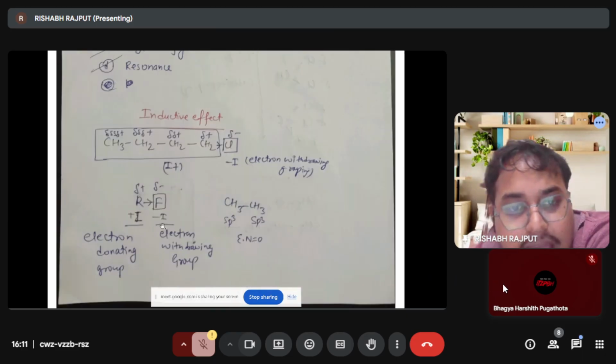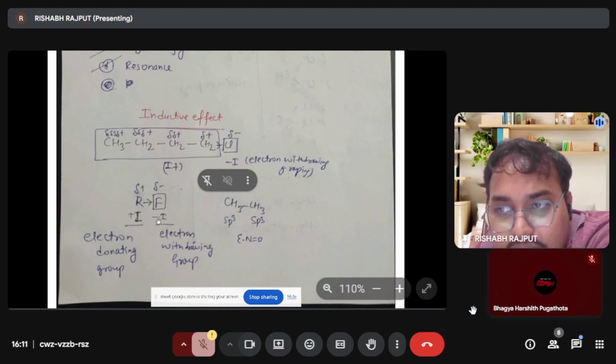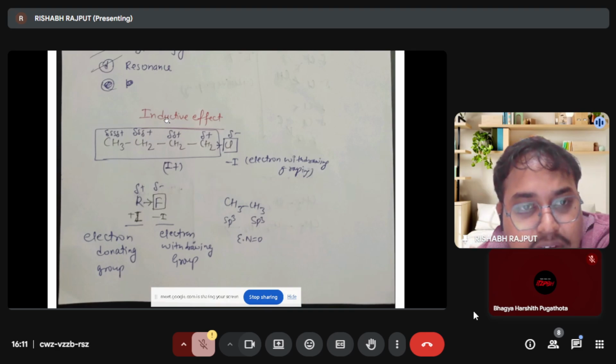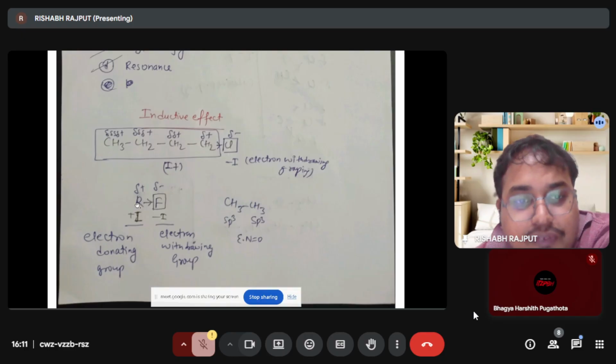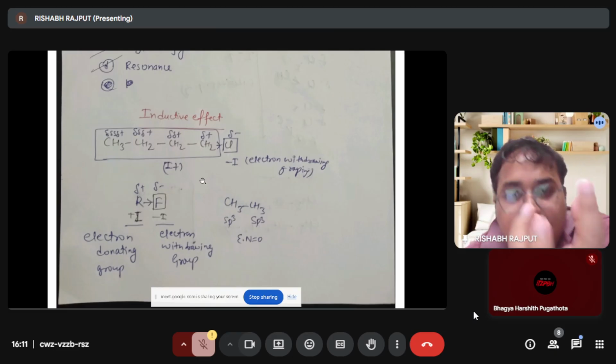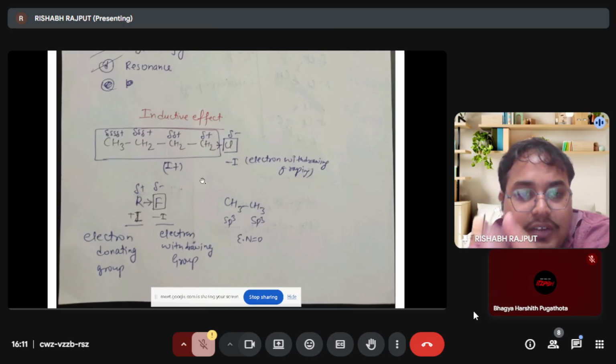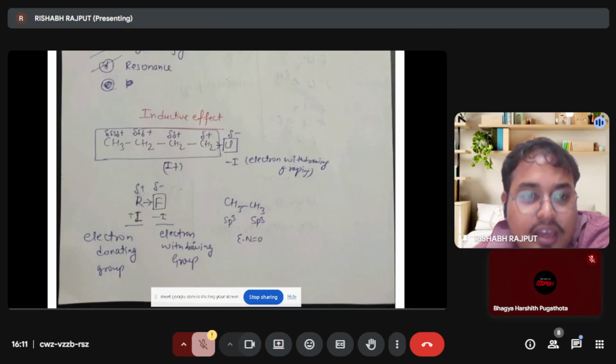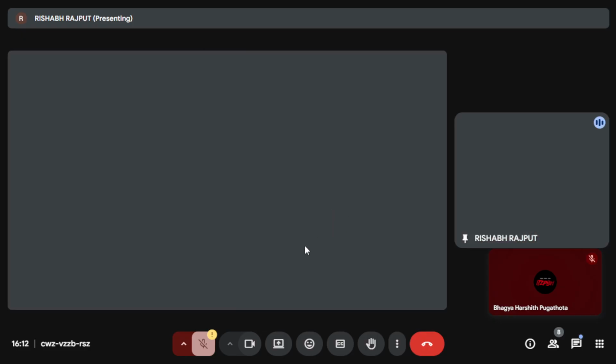So this minus I we call the negative inductive effect, and this positive side we call the plus inductive effect. What is the meaning of the minus I effect? It means an electron withdrawing group, which attracts the electron towards itself. It's not taking the electron, it attracts the electron towards it. And plus I means an electron donating group, which pushes the electron towards chlorine. So the electron donating group is plus I, and minus I is the electron withdrawing group.